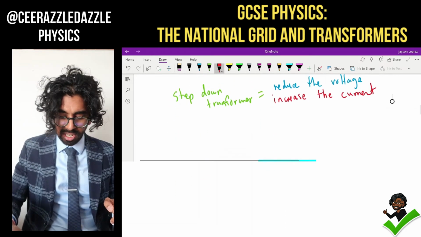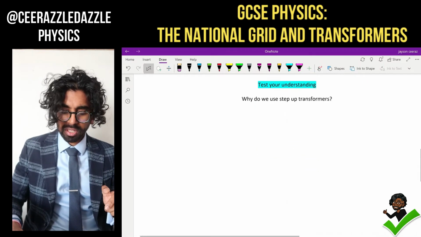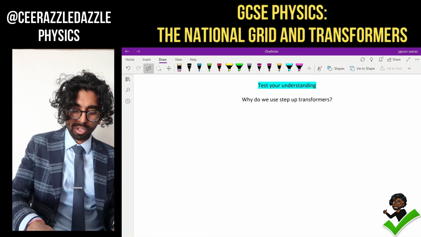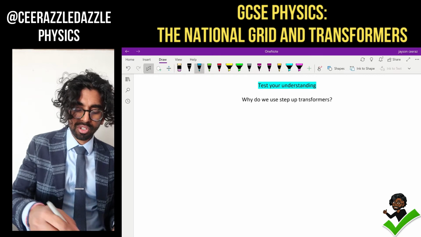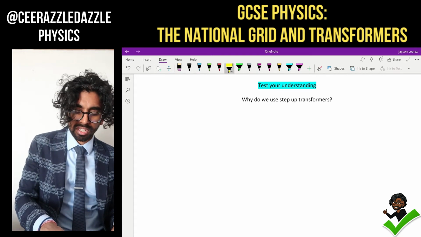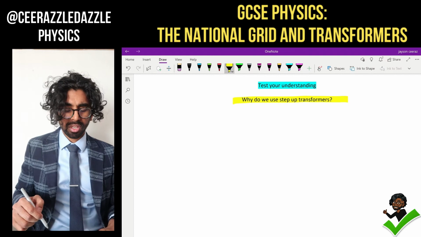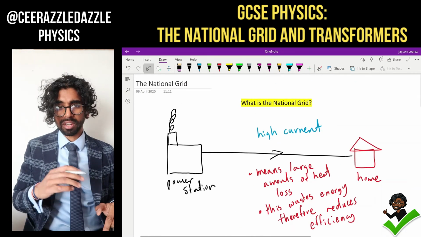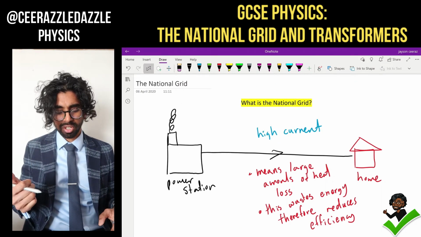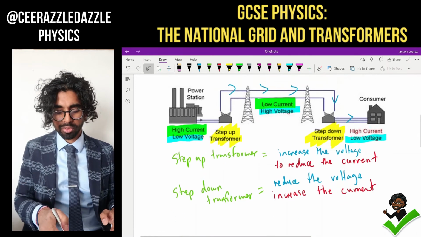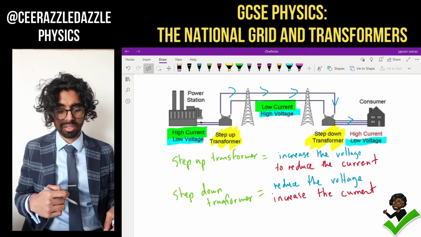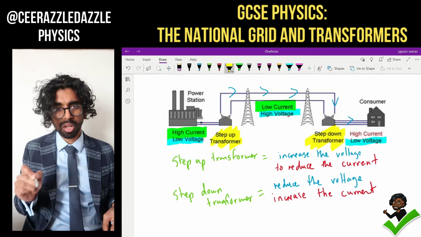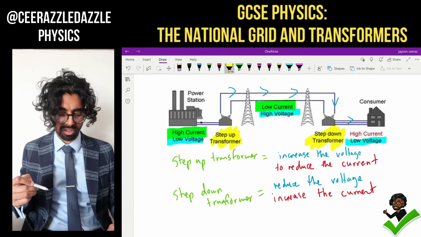Now, test your understanding of this whole topic. Why do we use step-up transformers? Think about the original reason why we need step-up transformers. So the problem at the start was this. If you had high current, it heats up, it wastes energy. So the reason why I had the step-up transformer was to lower the current, therefore less heat loss.